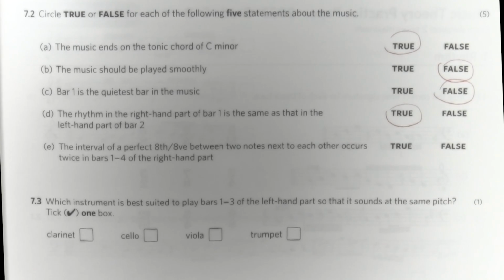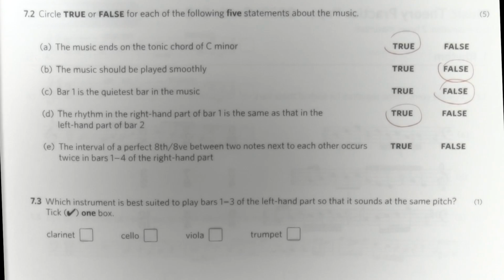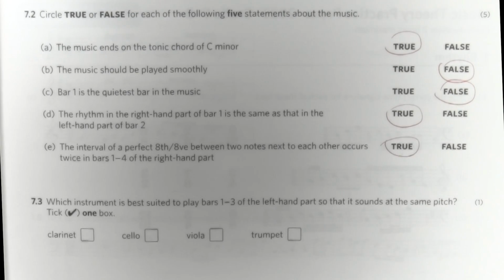The interval of a perfect octave between two notes next to each other occurs twice in bars 1 to 4 of the right-hand part. And the answer is true. And here they are. Done.